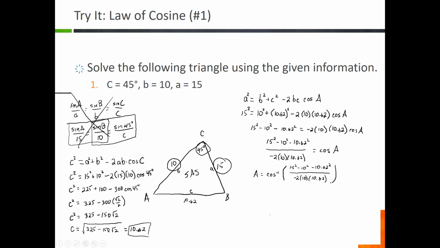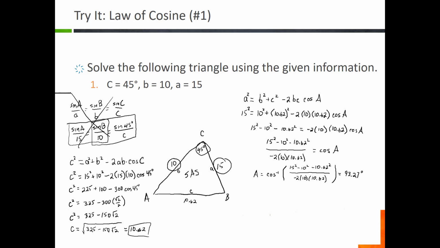And again, we can compute that using our calculator. You just need to make sure that you are in degree mode before you do that. And that gives us 93.27 degrees. Okay, so it's actually an obtuse angle, which I think would have been a problem had you tried to use law of sines.